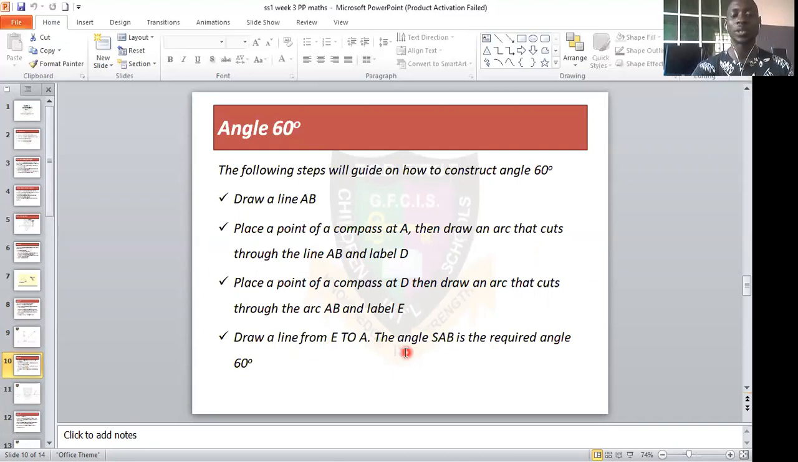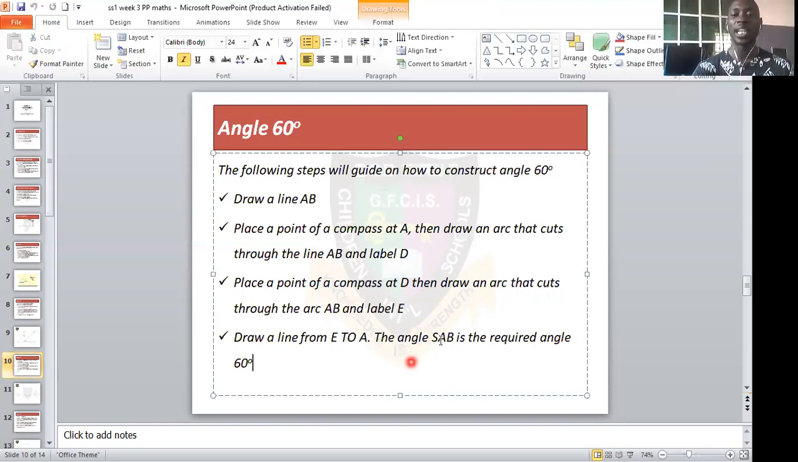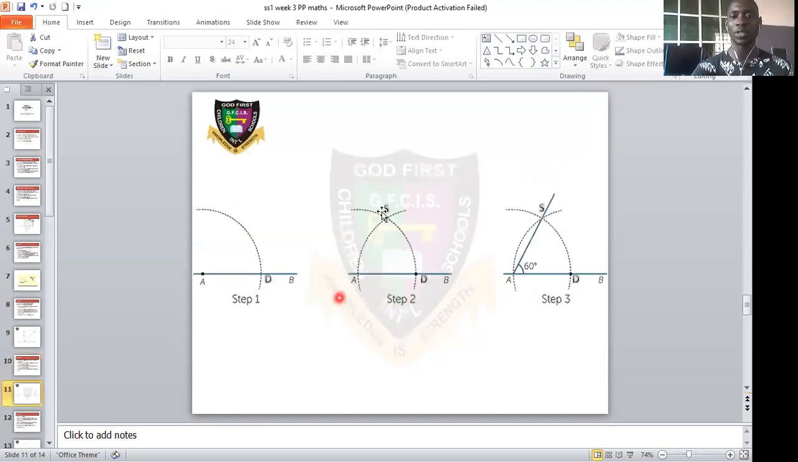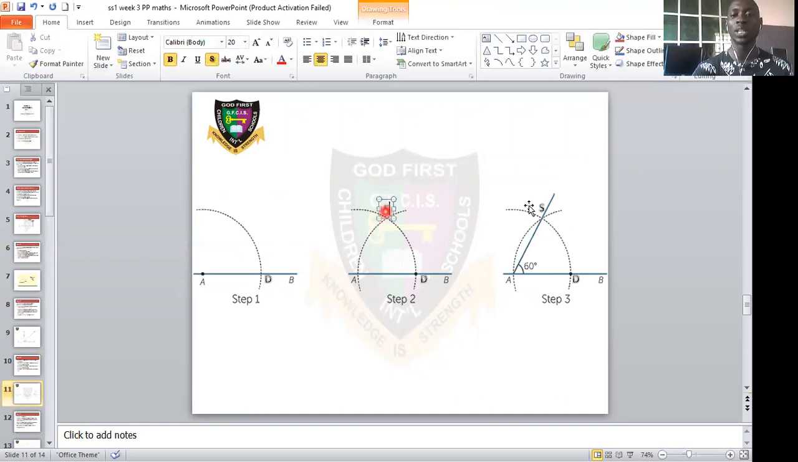And you have XAB equal to the required angle. So we use EAB as the required angle, so as not to confuse you. So we do it that way. EAB is the required angle, which is angle 60.